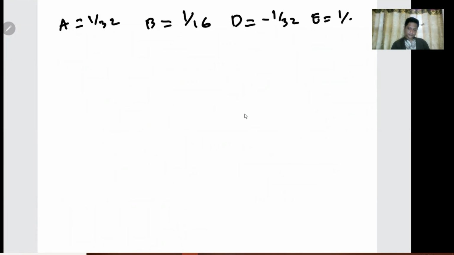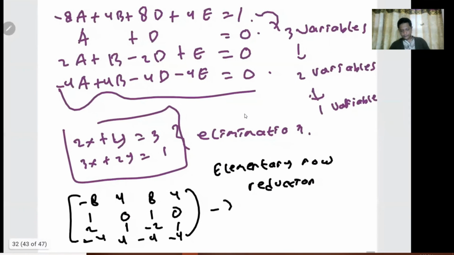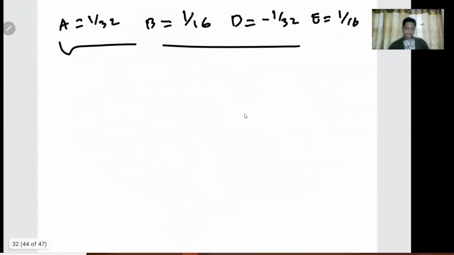A is equal to 1/32. And then B is equal to 1/16. And then C is minus 1/32. And then D is 1/16. And you can try it. If you don't believe me, you don't trust me, you can try to input it into our linear equation. Okay. So I have this, and the last part is only to try to finish it.